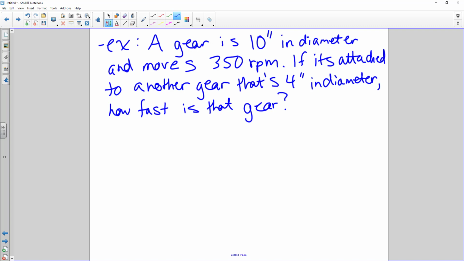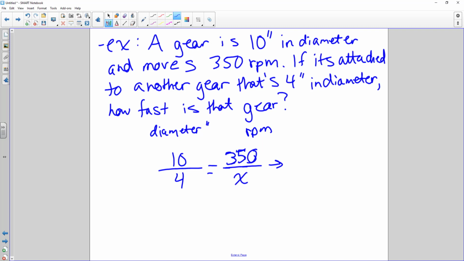So here's another one where the size of the gear is going down, which means it should have to turn more times to keep up with the bigger one. So the two things we're comparing here are the inches, the diameter, and then the speed, the RPMs. Okay, so if the diameter of 10 is going 350 RPMs, so I'm putting those on top, then a gear that is 4 inches diameter, what is the speed?